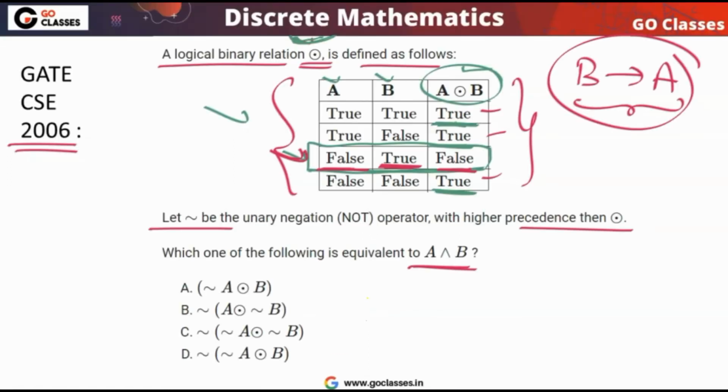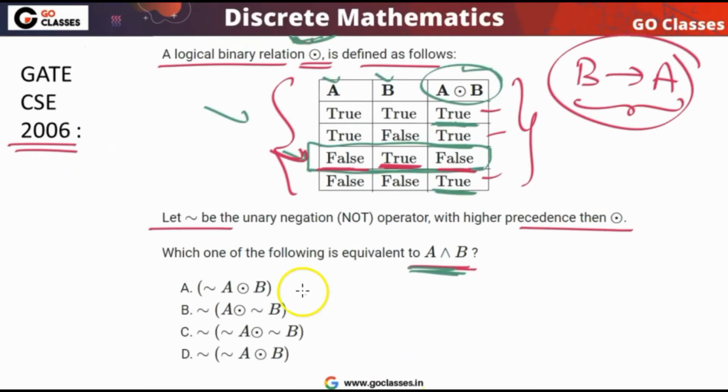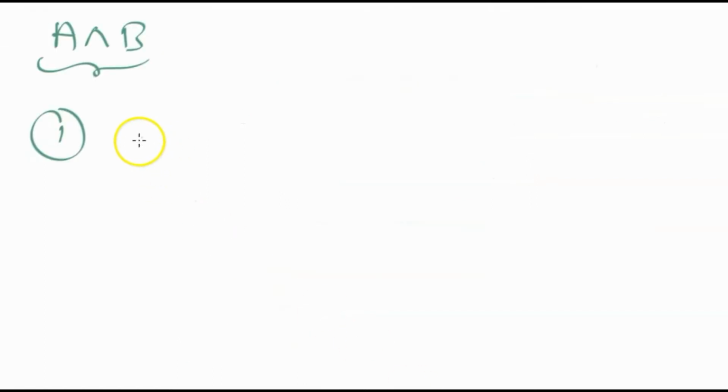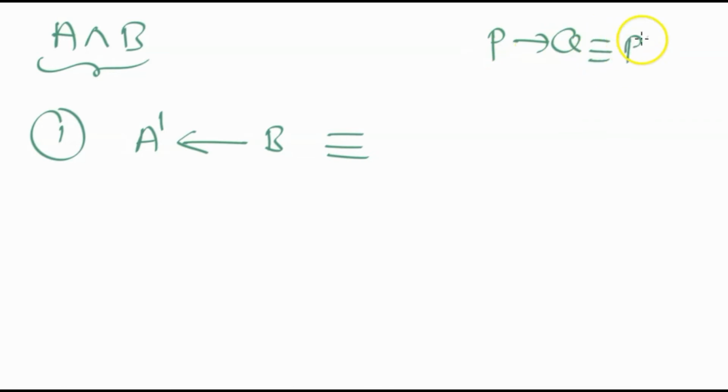Now we can solve the question. The question is asking which of the following is equivalent to A and B. So option 1 is negation A, backward implication B. Now we know one property of implication: P implies Q is the same as P dash or Q. This property we already know.